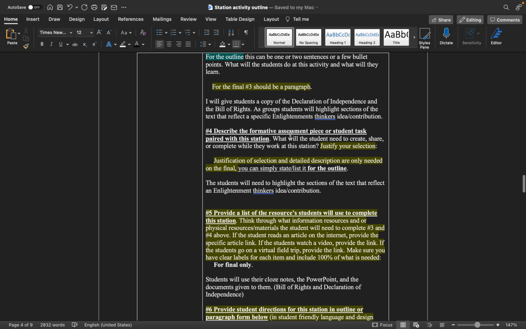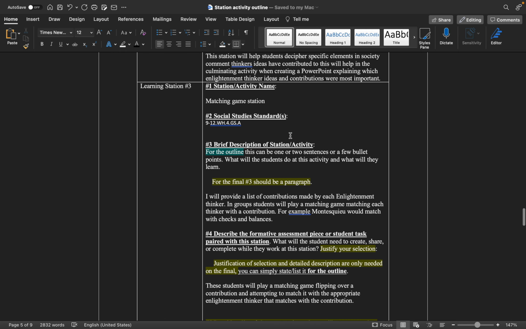And then the next station is the matching game station. For this, students will be in partners, and I'll give each pair cards, and on the cards it'll have a contribution or an idea. They'll flip those cards face down, and one at a time they'll flip one card up, and read the contribution or the idea, and they have to decide which Enlightenment thinker it reflects. If they get it right, they get to keep that card.